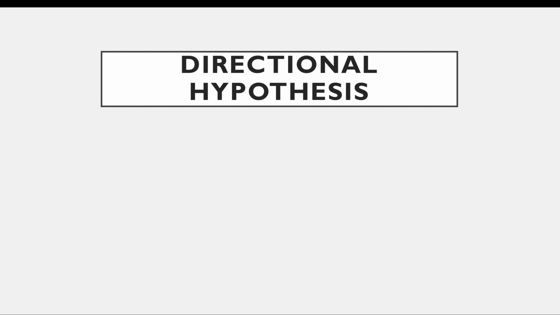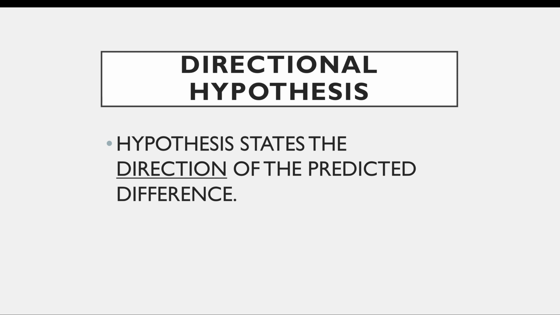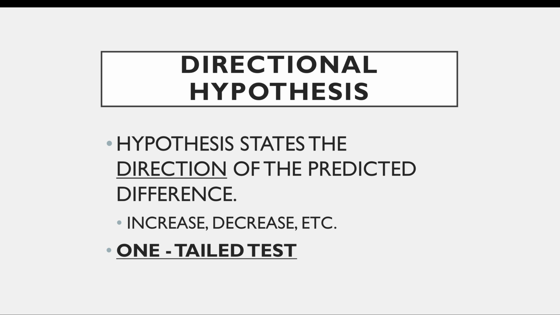Directional hypothesis. When it's directional, it states the direction of the predicted difference. So usually when you are reading this hypothesis, you're going to be able to see if something increased, something decreased. You're going to be able to see the direction of that change. So this, in effect, asks us to do a one-tailed test. When it's directional, then we're going to have a one-tailed test. Why? Because we know the direction that it's going.